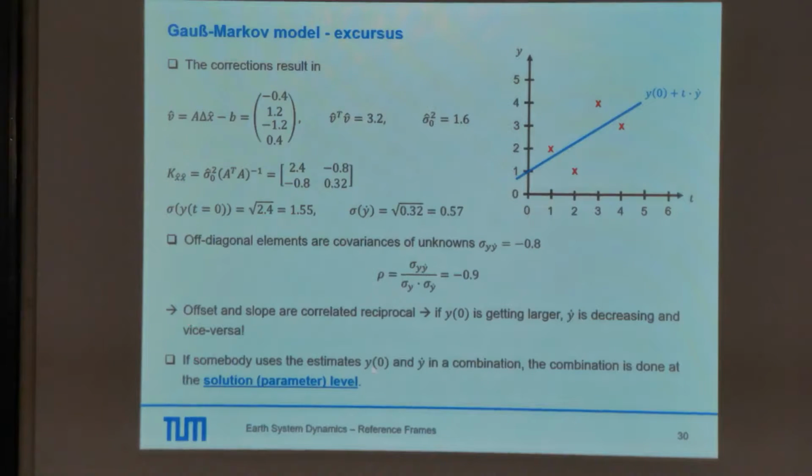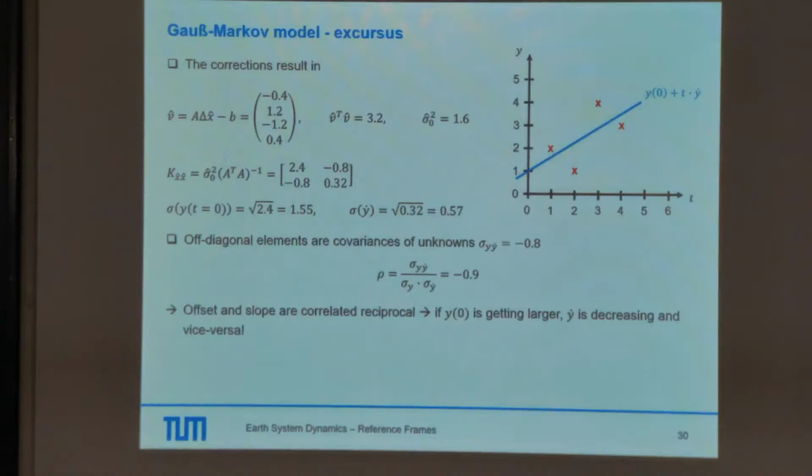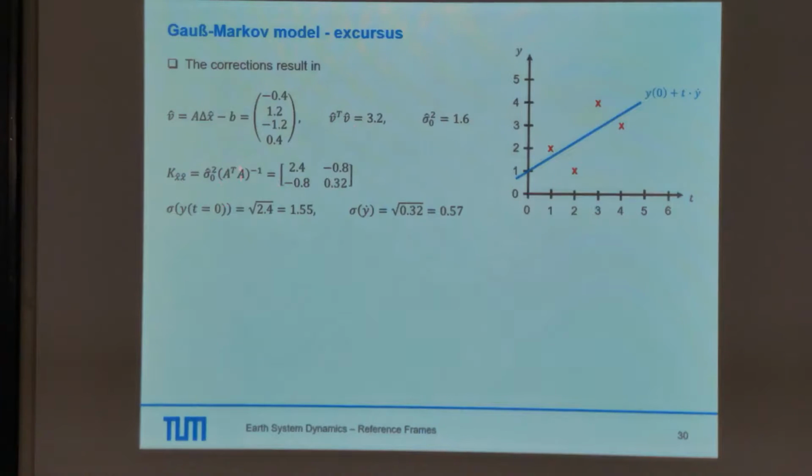And if somebody uses the estimates in a combination, the combination is done at the solution level. Which means, in fact, if you get station coordinates and velocities from the different analysis centers and combine them, you combine this at the solution level. If you get these quantities here, for example, from the different analysis centers, then you combine it with normal equation.